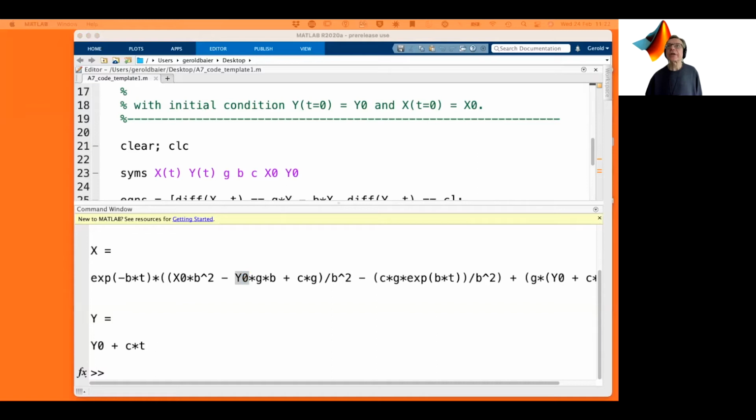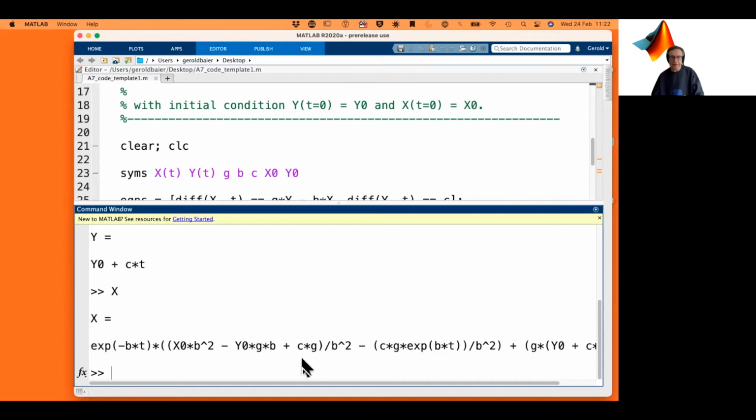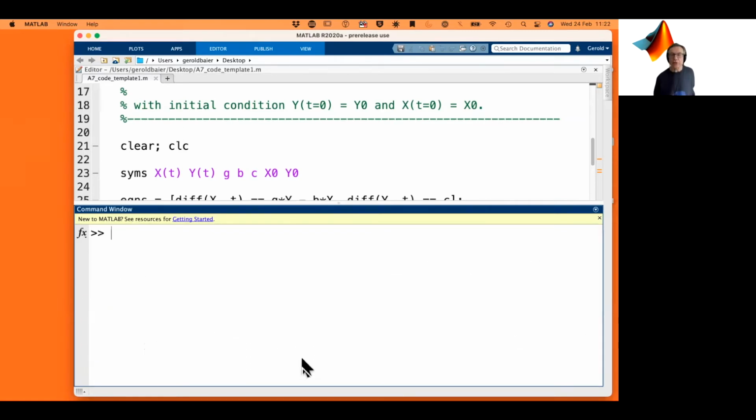Okay, so we have solutions x and y. What I have now is the variable x contains the solution and y contains the solution. So I just clear my screen here, but we have them in variables, so we can deal with them.